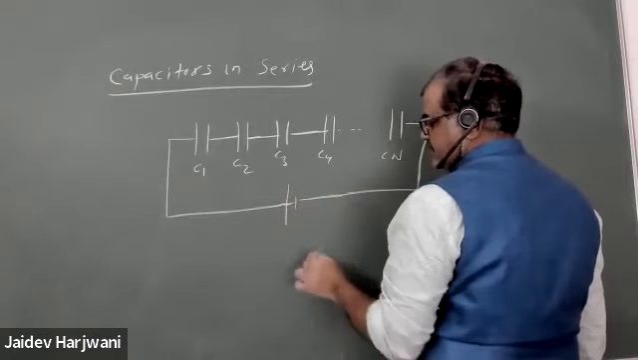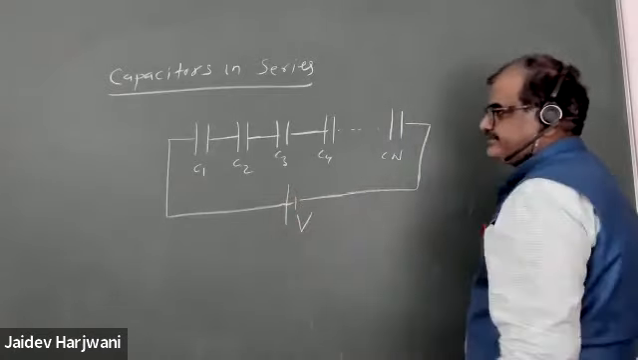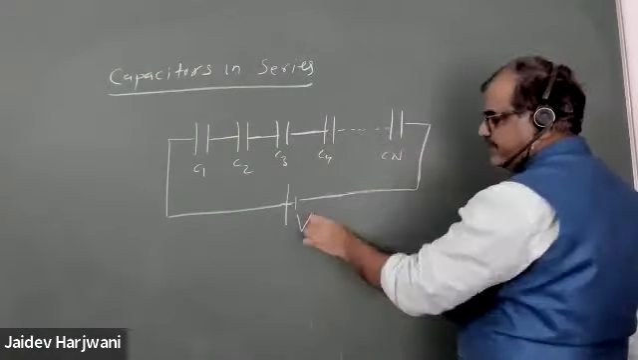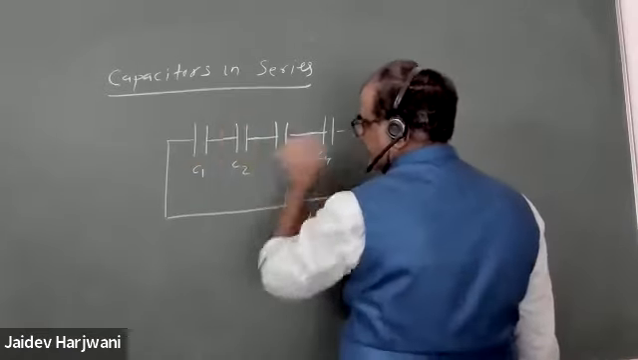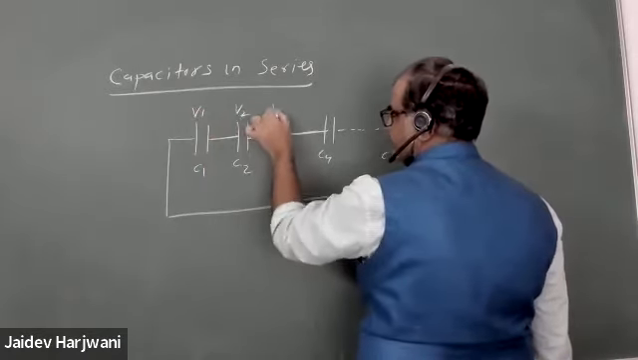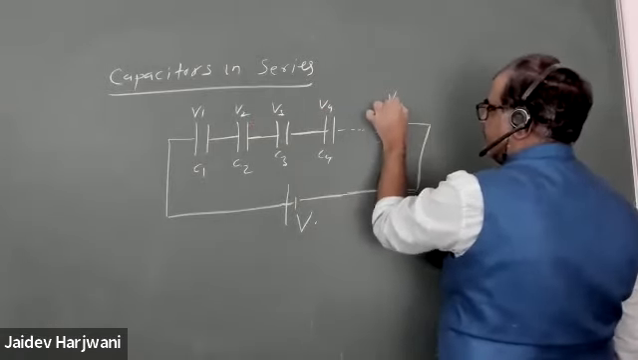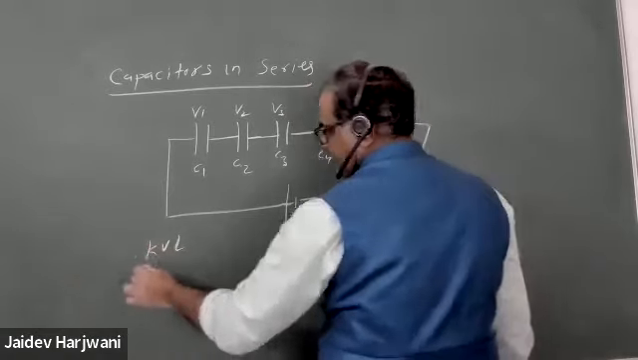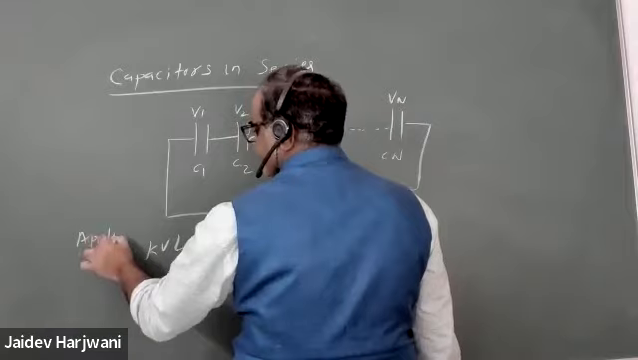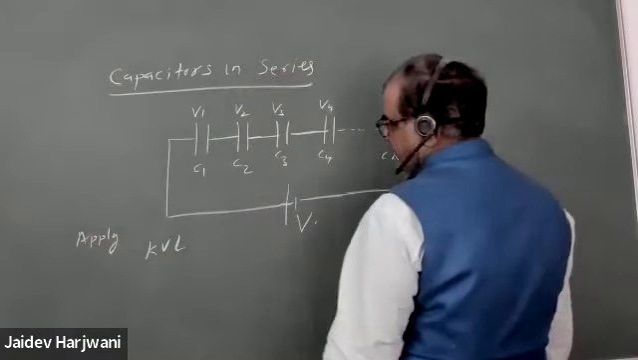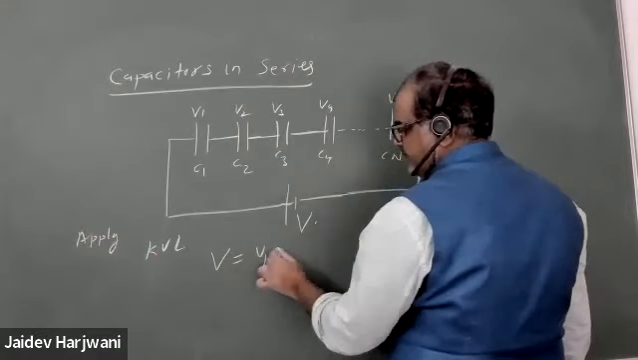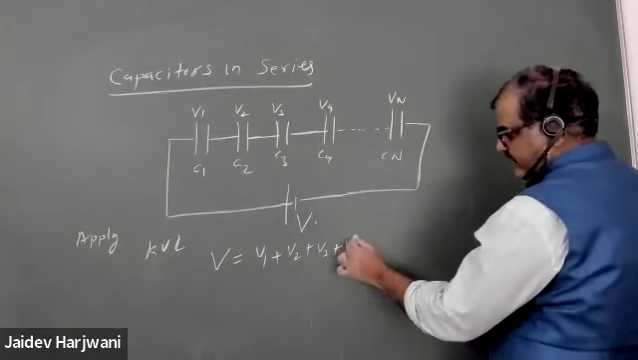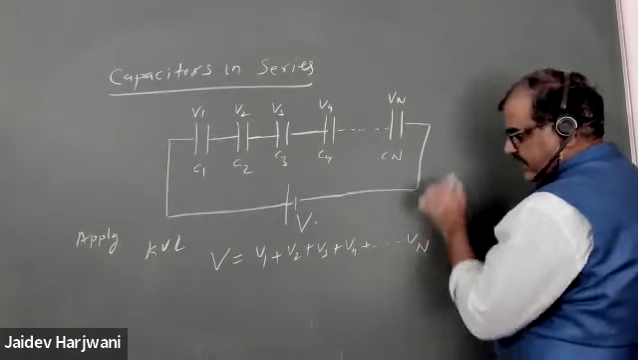Okay. So when they are in series, say I'm applying a voltage V here. Because they are in series, the voltage will divide. In this loop, say these are voltages V1, V2, V3, V4, Vn. If I apply KVL in this loop, V becomes V1 plus V2 plus V3 plus V4 up to Vn.